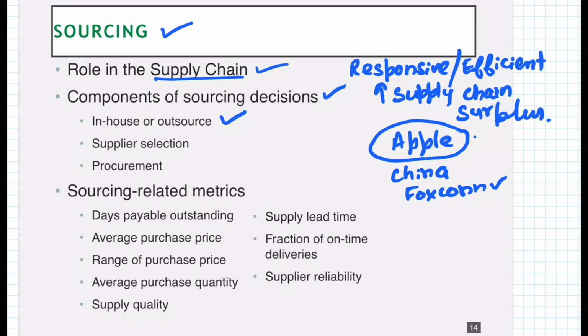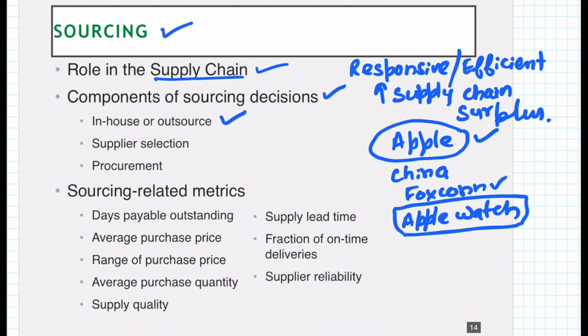If you look at Apple again, most of their products are sold with the help of various retailers. But when they launched Apple Watch, they decided that they will sell it only through Apple Store initially because they wanted to provide an exclusive customer experience. So whether something should be done in-house or outsourced is a very critical decision regarding sourcing.